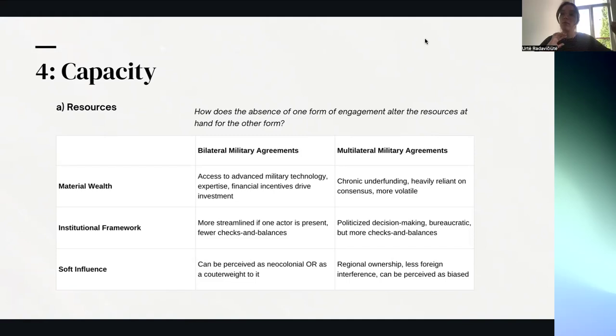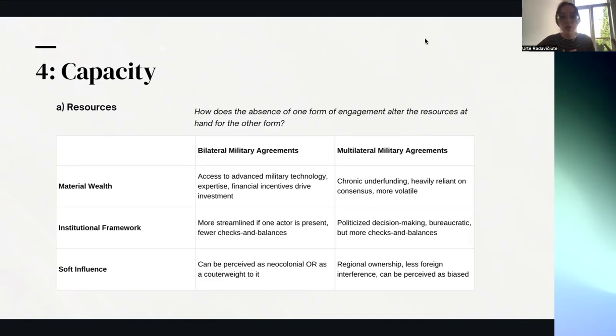Notice that when I'm breaking this analysis down, I'm already weaving in responses to questions relating to the incentives, as in motivations, of different stakeholders. So we assume that consensus is very important for multilateral organizations, and we also assume that there's a certain financial incentive behind countries engaging with some militaries bilaterally.